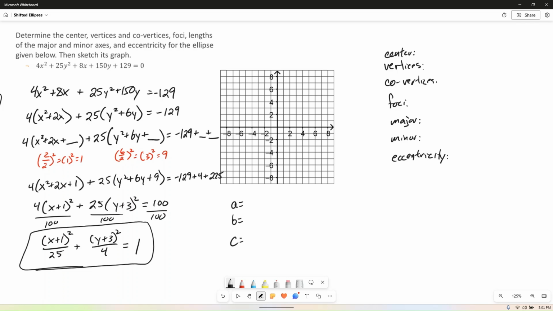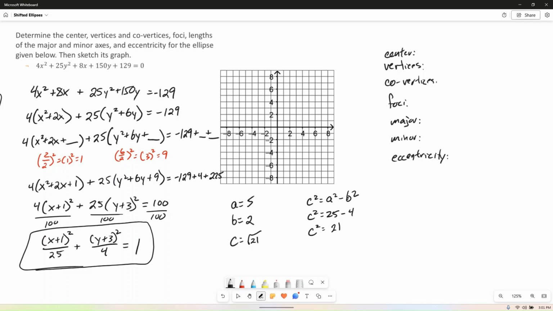So A squared is the larger denominator. In this case, the bigger denominator is 25, and 25 is 5 squared. So A is 5. B is the other one. So 4 is B squared, which means B is 2. And so we need to find C. So C squared is equal to A squared minus B squared. C squared is equal to 25 minus 4. So again, C squared is going to be 21. So C is going to be the square root of 21.